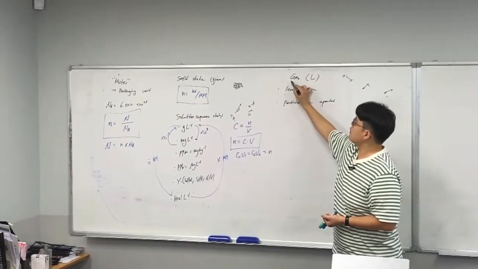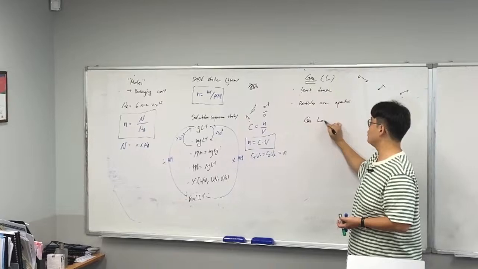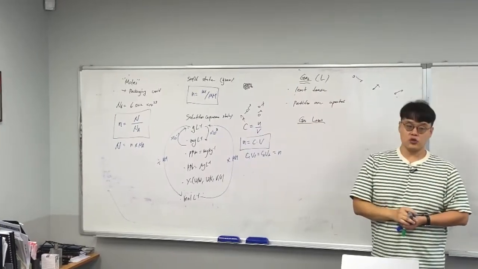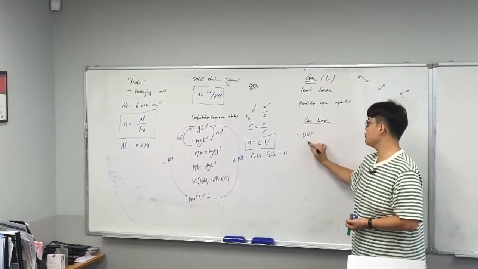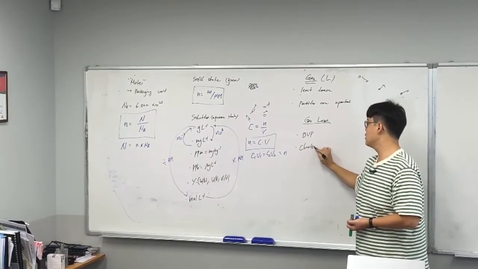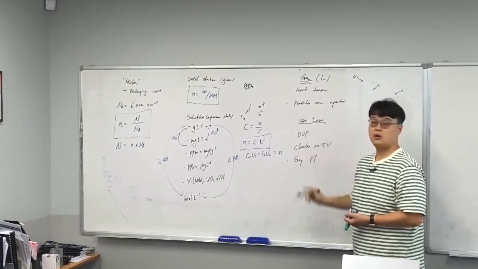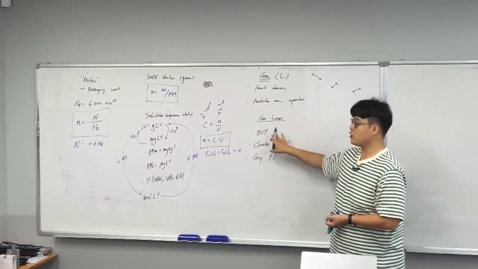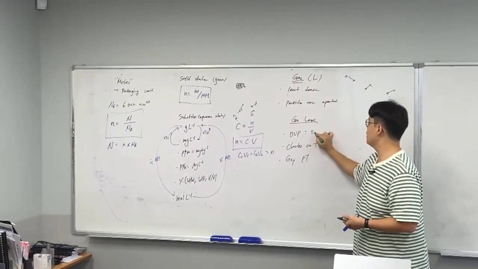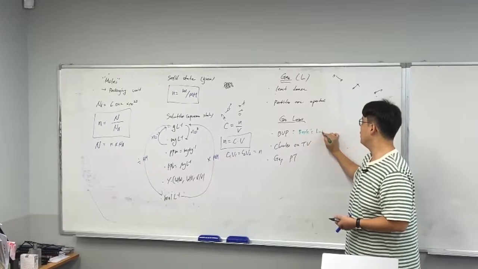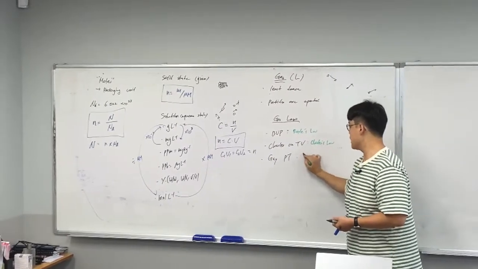And then we learned about different characteristics of the gas called the gas laws. We were asked to remember some of the gas laws using this: one, BVP; two, Charles on TV; three, Gay PT. So let's talk about the BVP. According to Boyle, this is called Boyle's law. This is Charles' law, and that's Gay-Lussac.